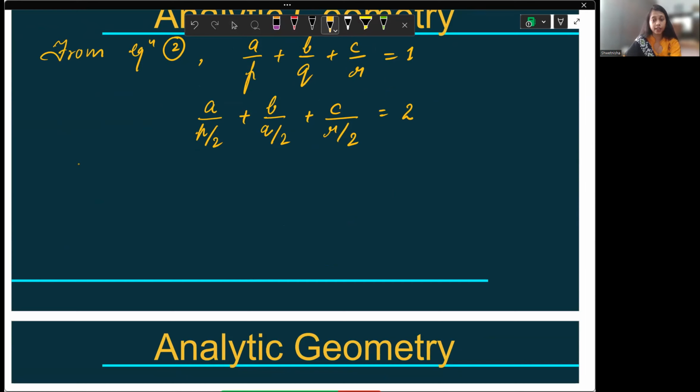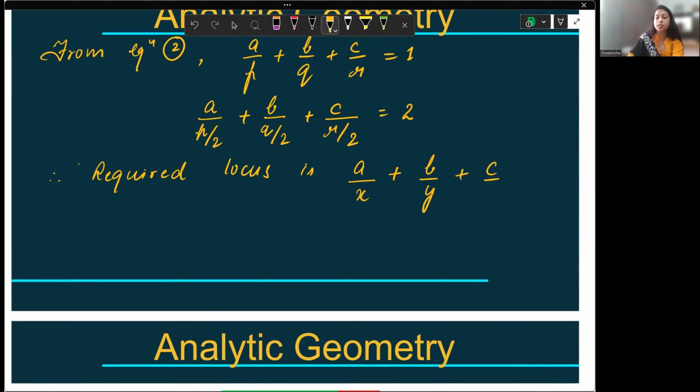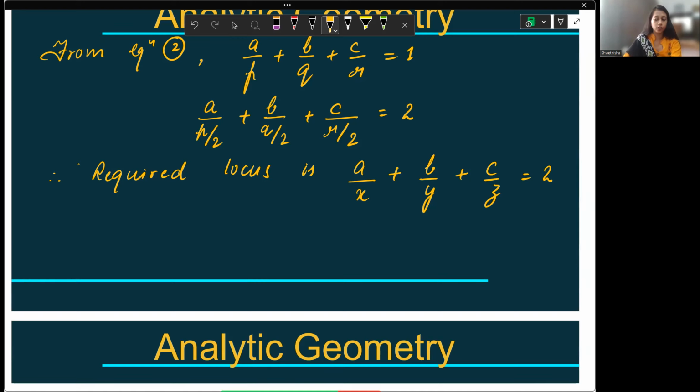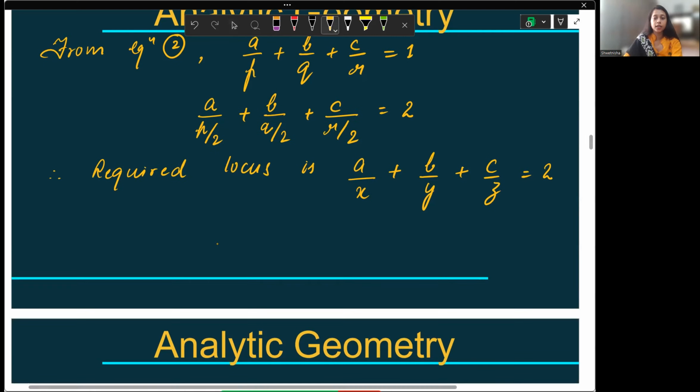So what you will write at the end? Therefore, required locus is A by X plus B by Y plus C by Z is equals to 2. Okay, that's your locus. This is your answer.